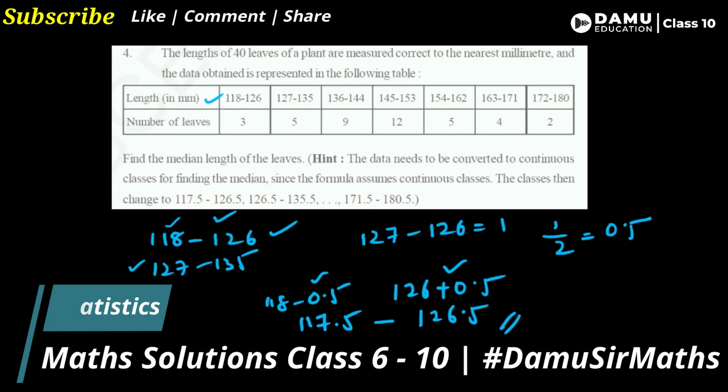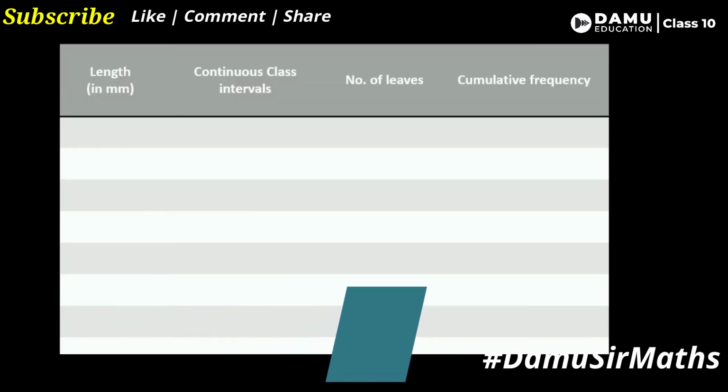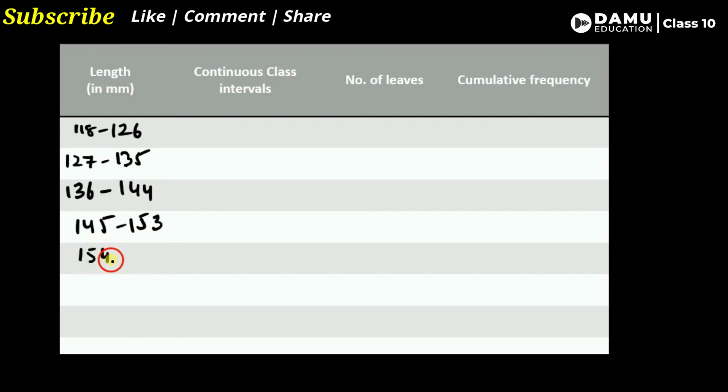So these are the values. These are the continuous classes. Let's find the things. Length in mm: 118 to 126, again 127 to 135. What is the difference? If you calculate, h is nothing but 9. The difference between 127 and 118 is 9. Then 136 to 144, then 145 to 153, then 154 to 162, then 163 to 171, again 172 to 180. So these are the values.